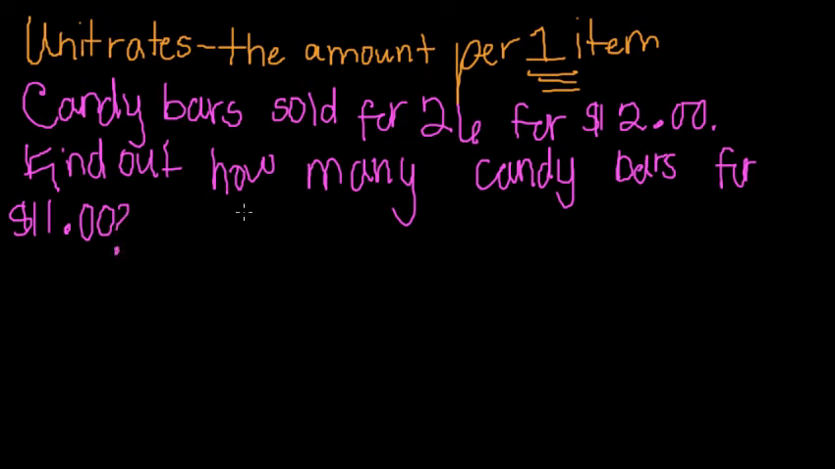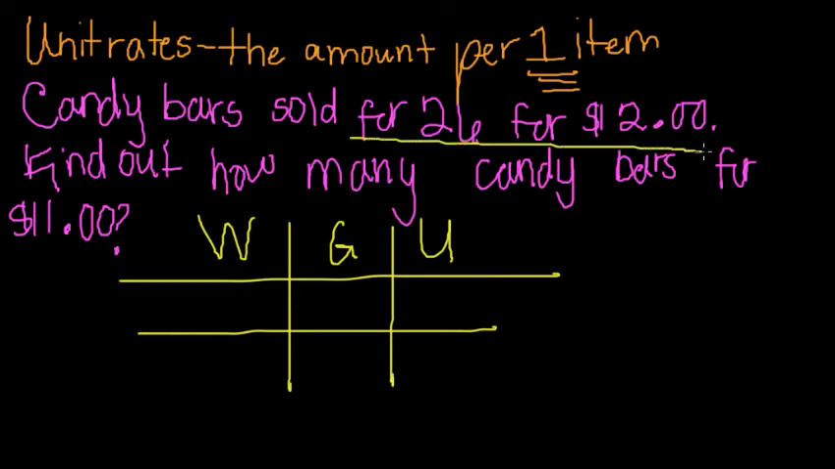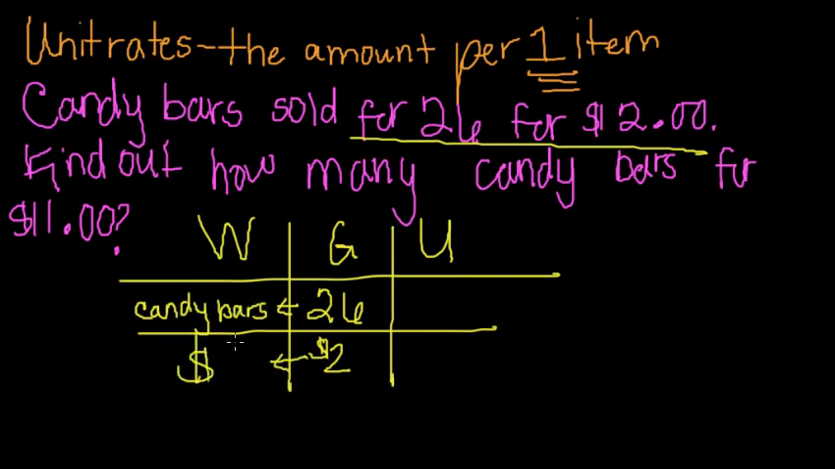Well, let's use our WGU again. WGUs can be used for a lot. Remember, all it is, again, is labeling. So let's see what's been given to us. Our statement is that there are 26 candy bars sold for $2. So 26 to 2. All right, what is 26 talking about? Candy bars. What is 2 talking about? Well, that's just the amount, the money.